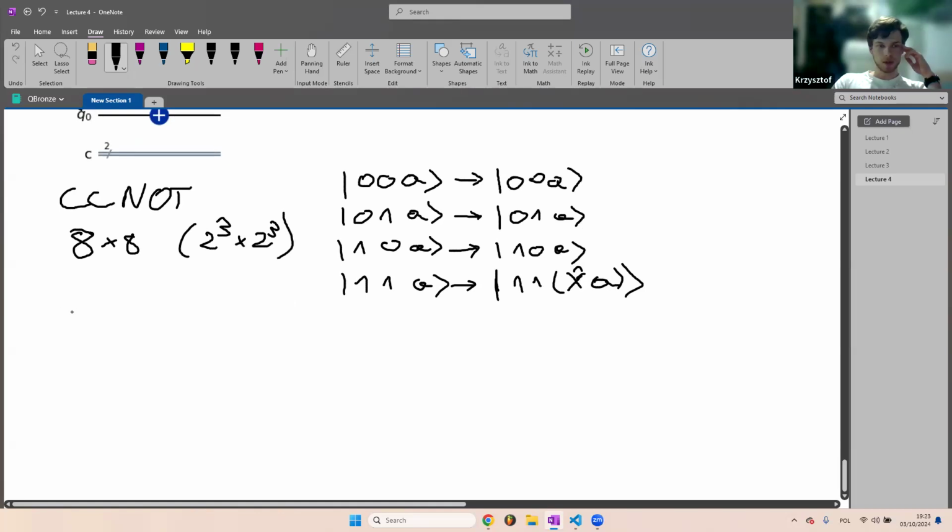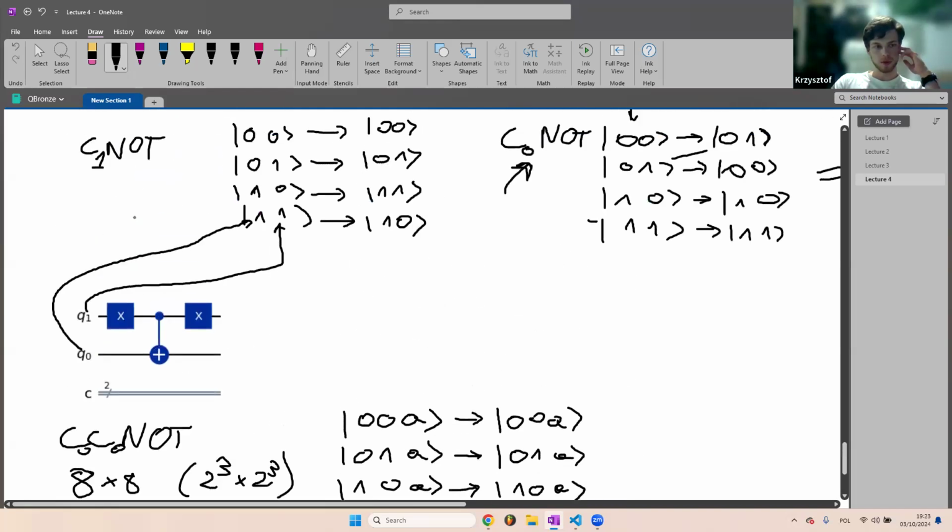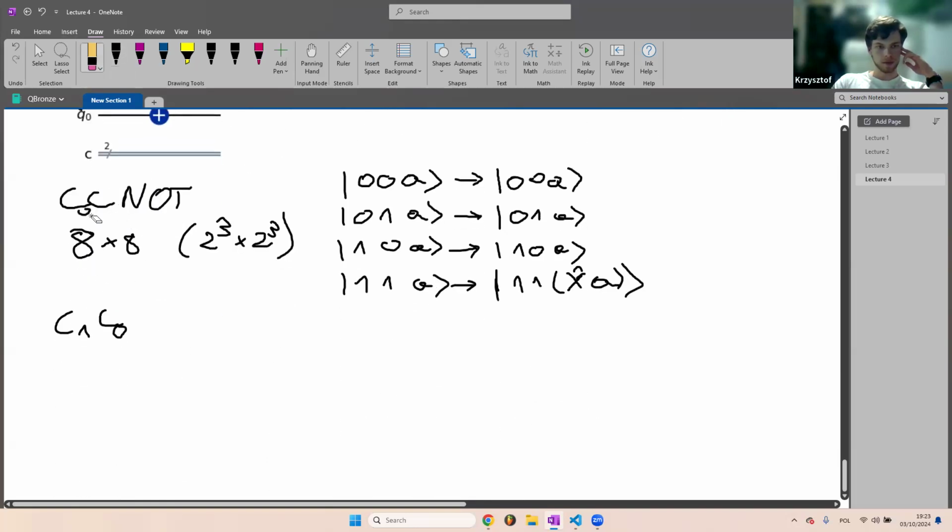But you can also ask how to construct a C1, so this is C0, C0 naught. No, I'm sorry, they're both C1, C1 naught. So they work only when both qubits are in state one. But you can also try to construct different combinations of those gates.